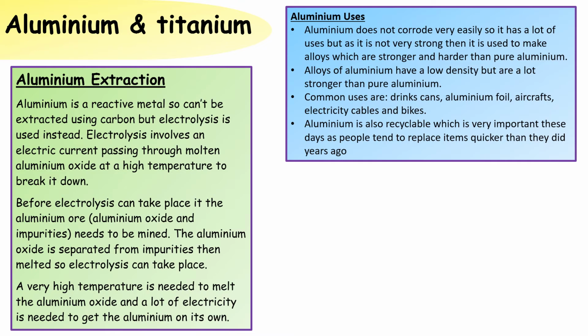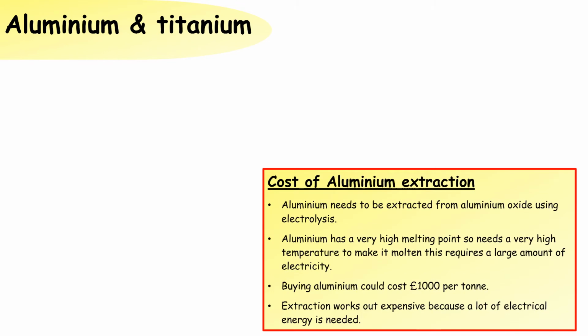Because aluminium is light, it can be used for things like aircraft and so forth, where you need the metal to be strong but also light. Due to aluminium being extracted using electrolysis, it is very expensive to extract, which is why recycling aluminium is often a much more desirable option.